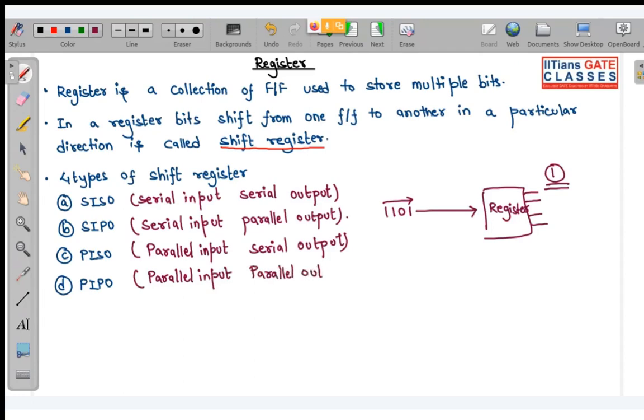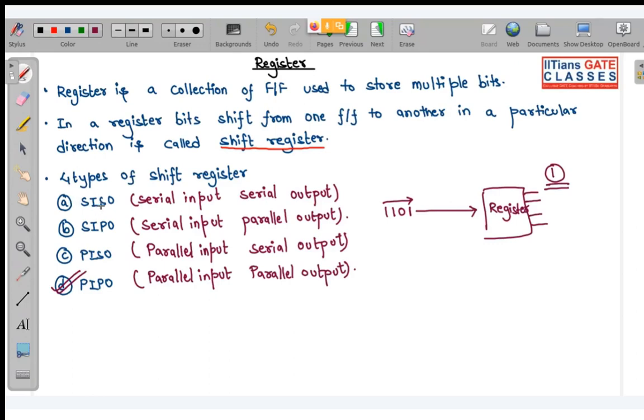Even this is not there in our syllabus. So nowadays we only use this kind of register, parallel input, parallel output. Why? Because this is the fastest. Okay, this is the fastest. So we have parallel input, parallel output registers, but the irony is that we are not going to study PIPO or PISO. We are only going to study SISO and SIPO.